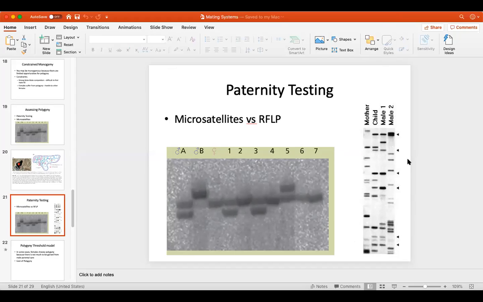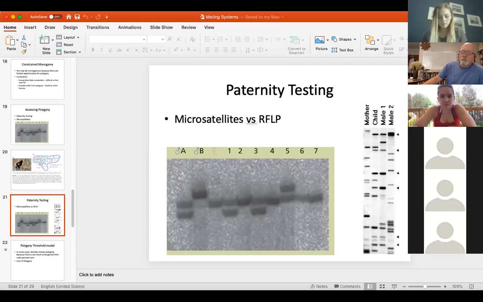Who can tell me what a restriction enzyme is? Anybody? You should remember this from genetics. I know that I've talked about it in genetics, and I'm pretty sure Dr. Reynolds has. Doesn't it cut DNA up? Yes, that is exactly what restriction enzymes do.